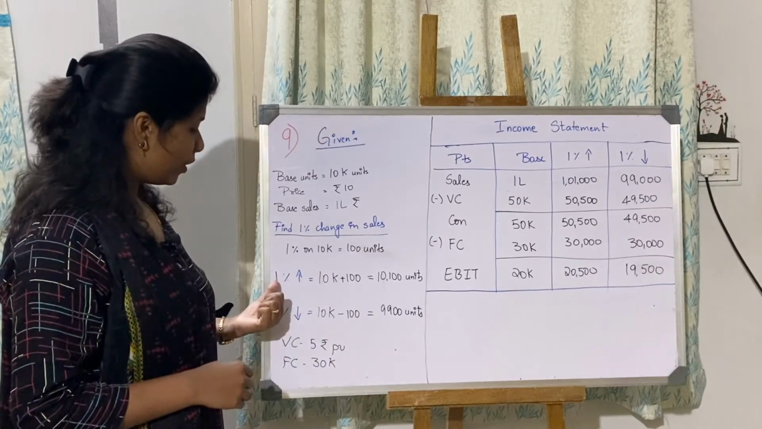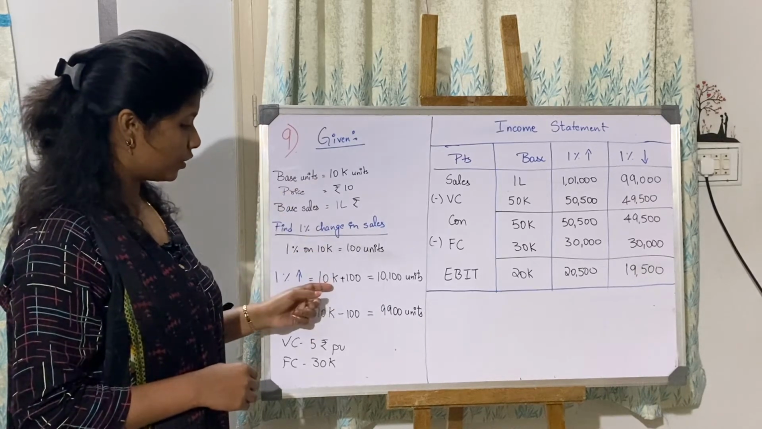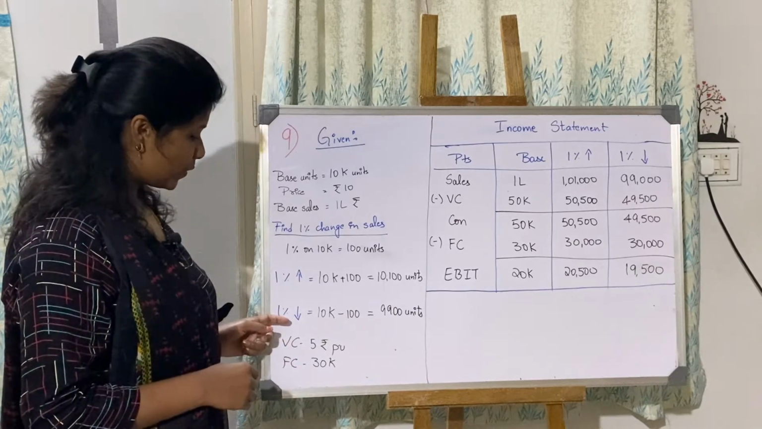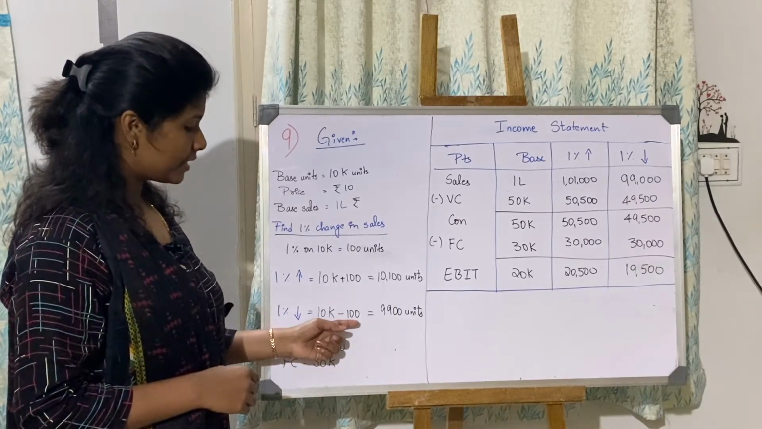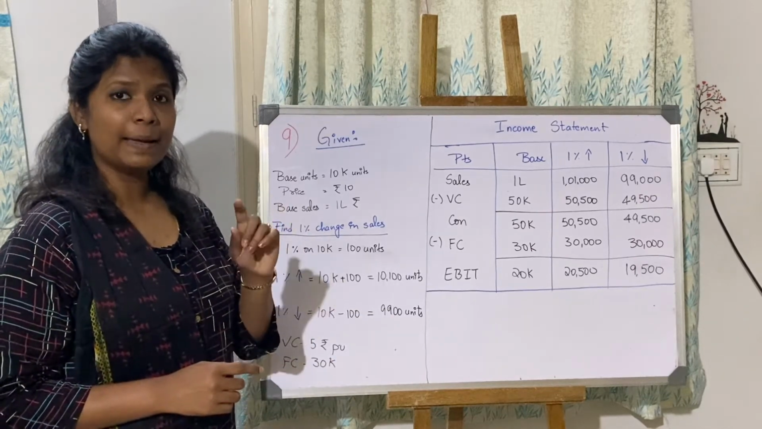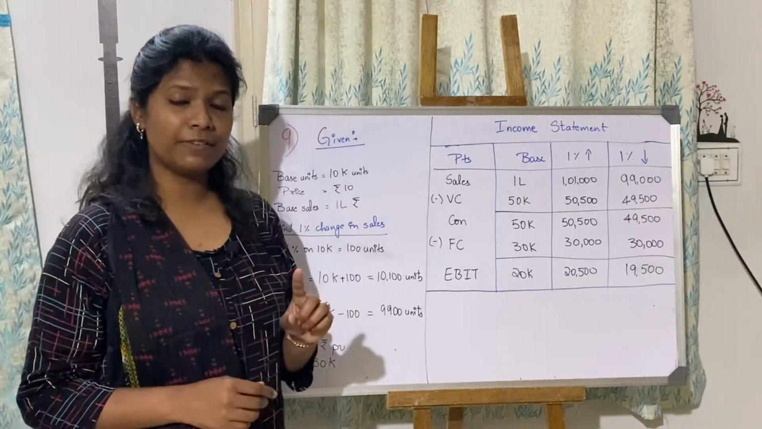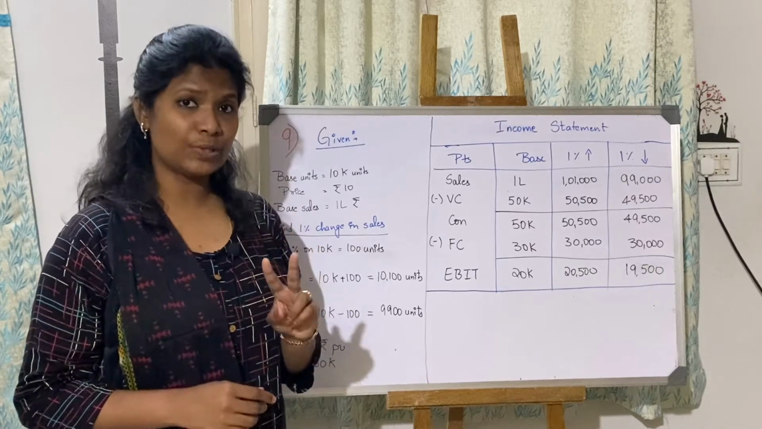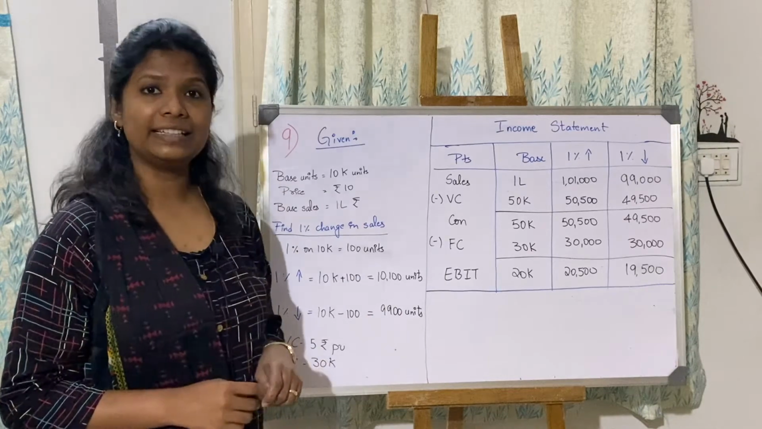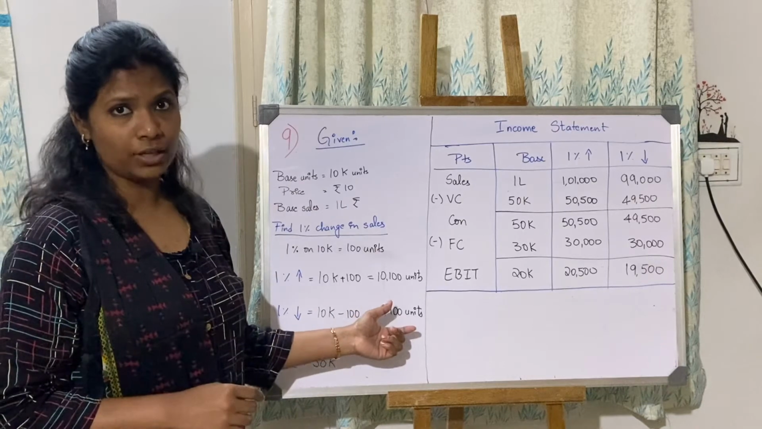Now if I'm going to increase 1% on the base units, base is how many? 10,000. So 10,000 plus 100 units. Decrease 1%, 10,000 minus 100, 9,900 units. So we have 3 different levels here: base level, 1% increase and 1% decrease. What is the base level units? 10,000 units. What is the 1% increase? 10,100. Decrease 1%, 9,900 units.